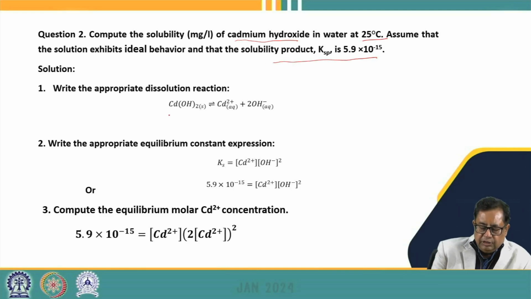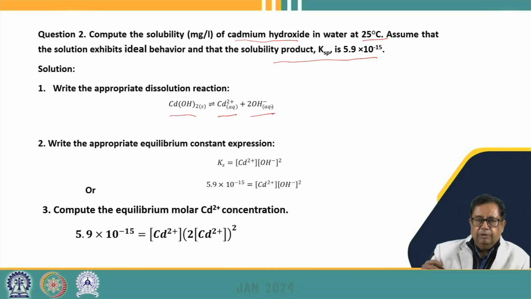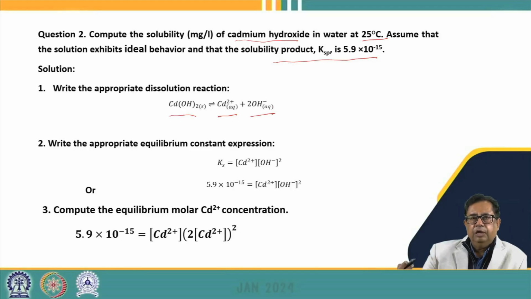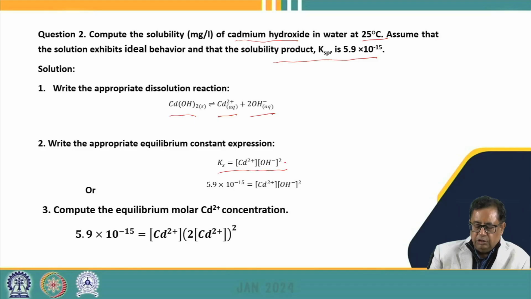So we can see the reaction for cadmium hydroxide dissociating into cadmium and 2 moles of hydroxide. Cadmium hydroxide is giving 1 mole of cadmium and 2 moles of hydroxide. So we can write the expression for the solubility product like this: the concentration of cadmium times the concentration of OH minus, whole square.